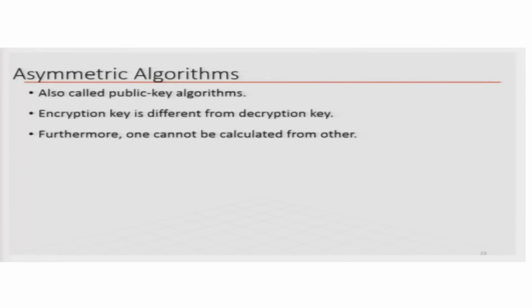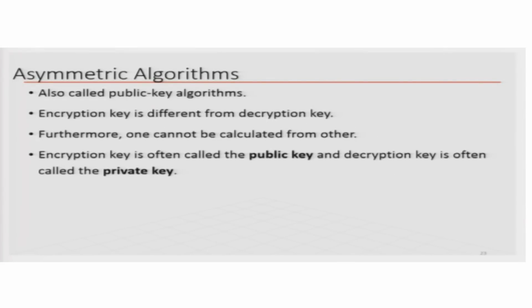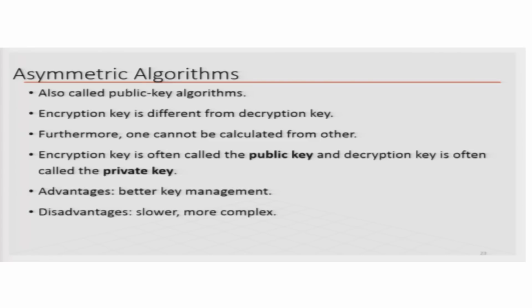One cannot be calculated from the other, and the encryption key is called the public key and the decryption key is called the private key, and you can do better key management. The disadvantage is that it is slower and more complex, and both techniques are complementary, which means that asymmetric is used to establish a shared secret, which is then used as the secret key for a symmetric algorithm. So, let us quickly tell you how RSA works.